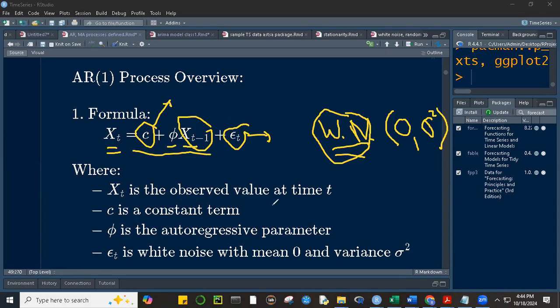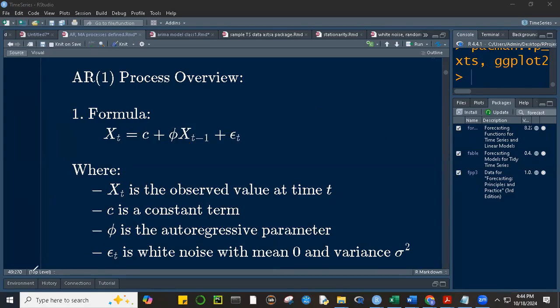So x sub t is the observed value at time t. C is a constant term. Phi is the autoregressive parameter. Epsilon sub t is white noise with mean zero and constant standard deviation. Now let me go down to look at the other characteristics of an AR1 process.